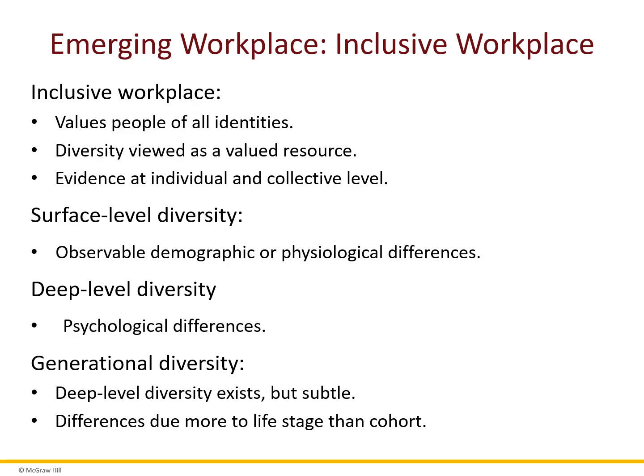Now, we have surface level diversity. That's the observable demographic, physiological differences in people: race, ethnicity, gender, age, physical capabilities. And that's increasing in many countries. Then we have deep level diversity, differences in the psychological characteristics of employees. That would be personalities, beliefs, values, and attitudes. For example, there may be differences across age cohorts, Gen X versus Gen Y or Gen Z, or even maybe some baby boomers that are still working. Some deep level diversity is associated with surface level diversity, for example, gender differences in values, attitudes, personality, things like that.